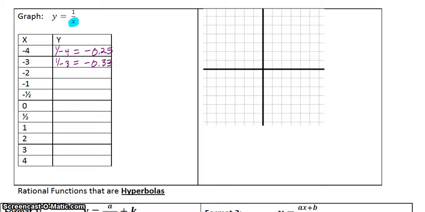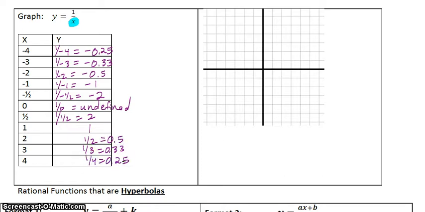When x is negative 3, it's negative 0.33. 1 divided by negative 2 is negative 0.5. 1 divided by negative 1 is negative 1. 1 divided by negative 1/2 is negative 2. 1 divided by 0, undefined. 1 divided by 1/2 is 2. And then the rest of these are going to follow this pattern, just what we had before, only positive now.